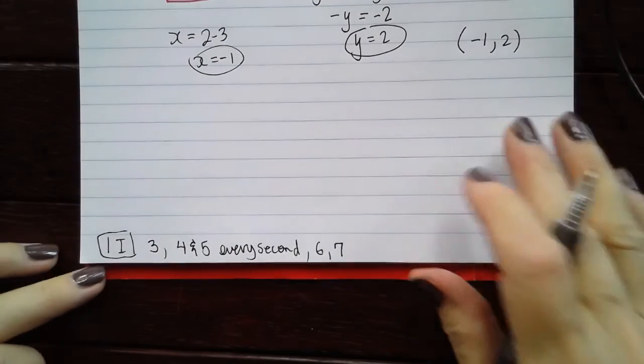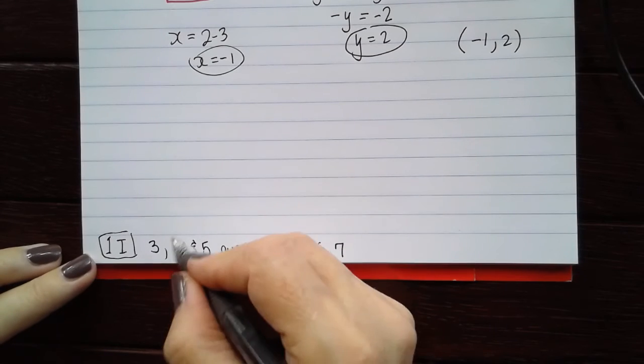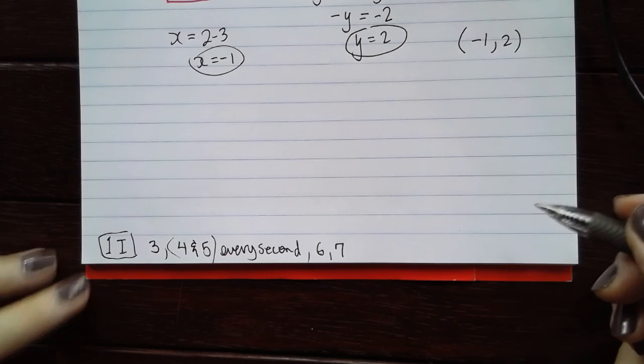Okay, so this is 1I. And you need to do 3, and then for 4 and 5, you need to do every second. There's a bunch of parts. And then 6 and 7 are the problem-solving questions.